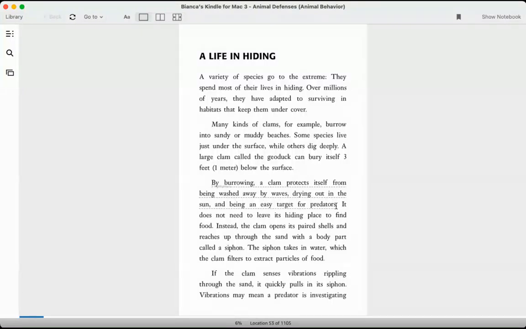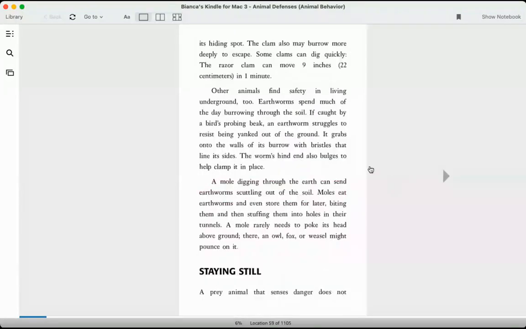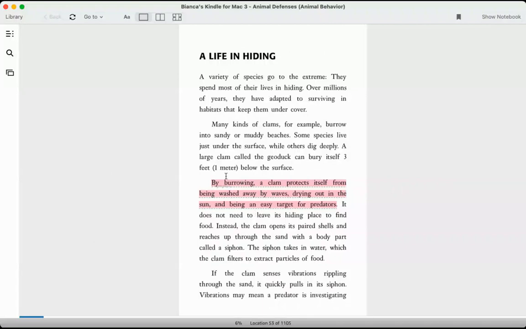I also like this about the Kindles. It tells you what people highlighted in the past, other people that have read this book. And that tells you a lot of people think this is an important fact.